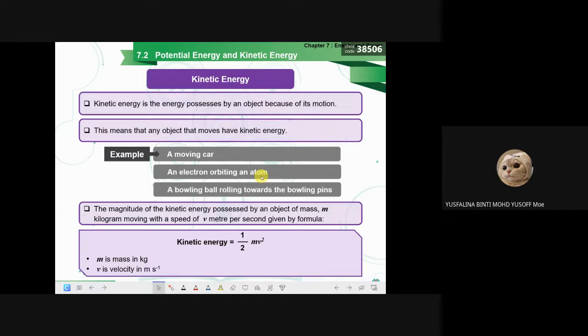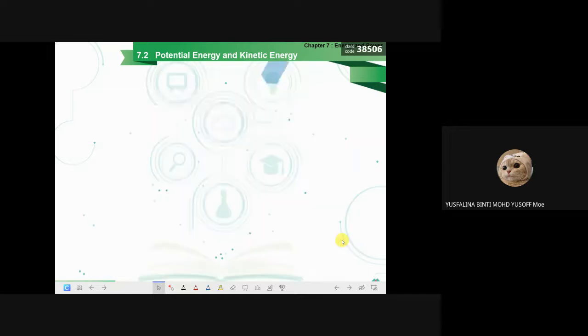So what is the SI unit for energy? The energy must be in joules. Just now, even for the gravitational potential energy, elastic potential energy and kinetic energy, all the units must be in joules. So when you calculate the energy, you must put the unit joule. The short form is J. So this is the kinetic energy.